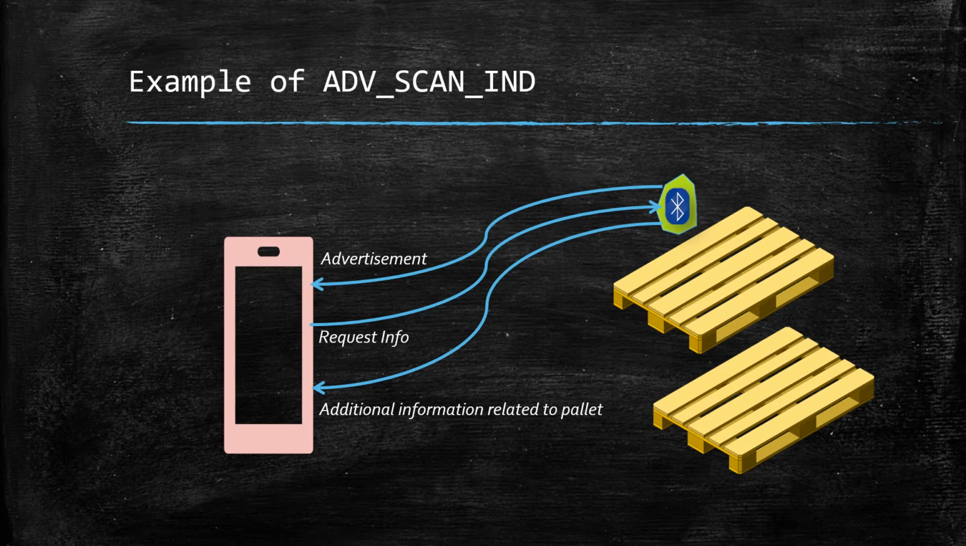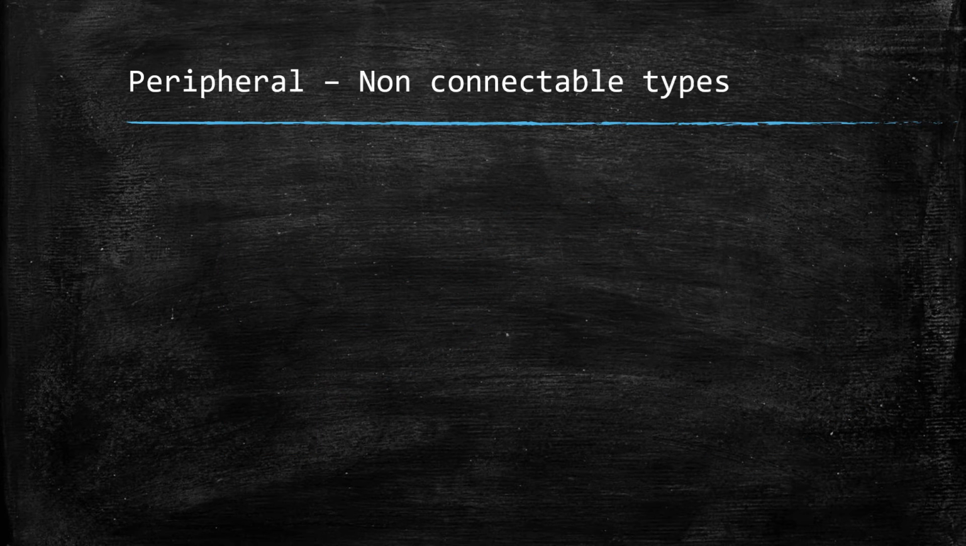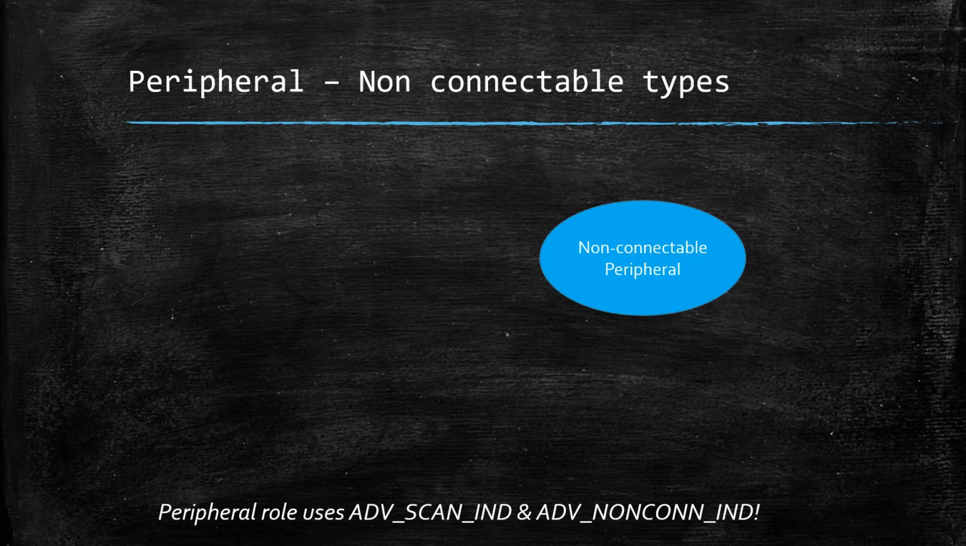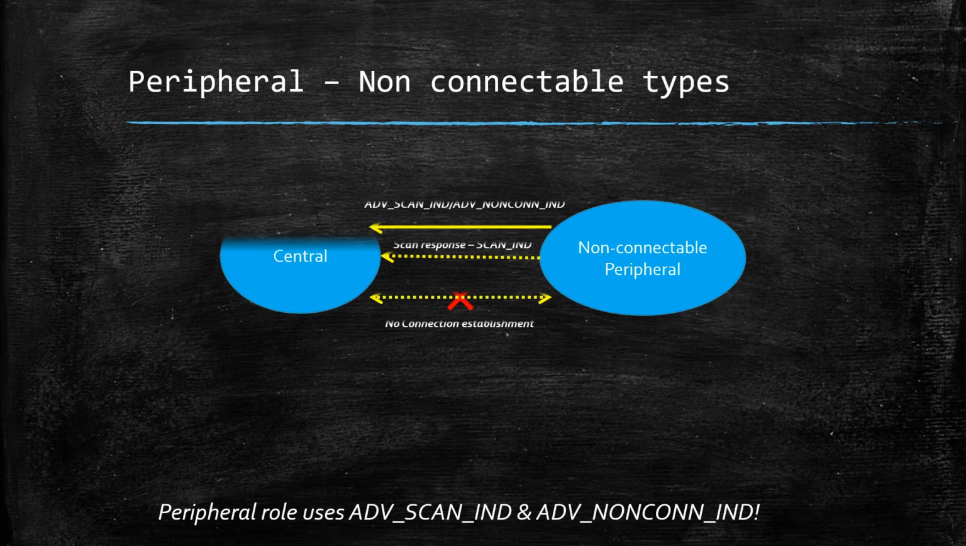An example of this could be a warehouse pallet beacon, which, say, allows a central device to request additional information about the pallet. Now one may wonder why a peripheral would use advertising scannable indications and advertising non-connectable indication types, as they clearly don't allow connections. So it is possible for a peripheral to enter something called a non-connectable mode, wherein it doesn't allow any devices to connect to it. In this mode, it can send across either of these two types of advertising packets.